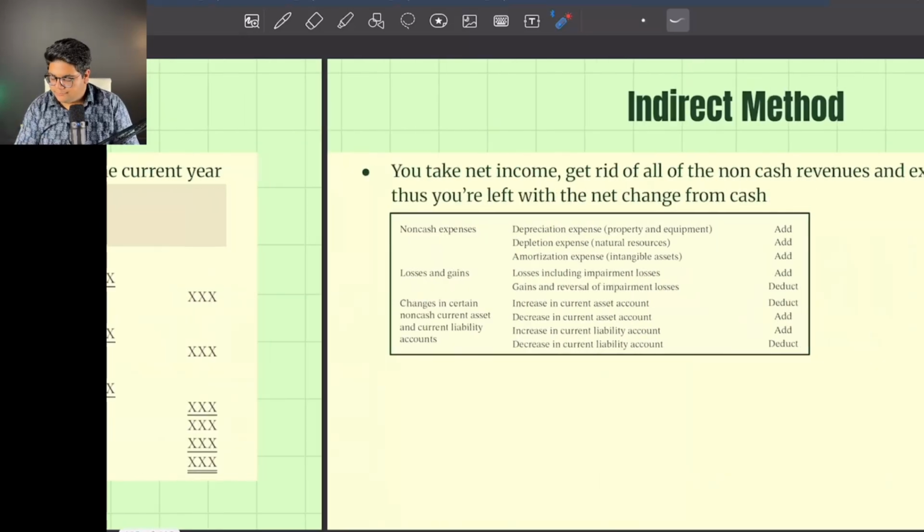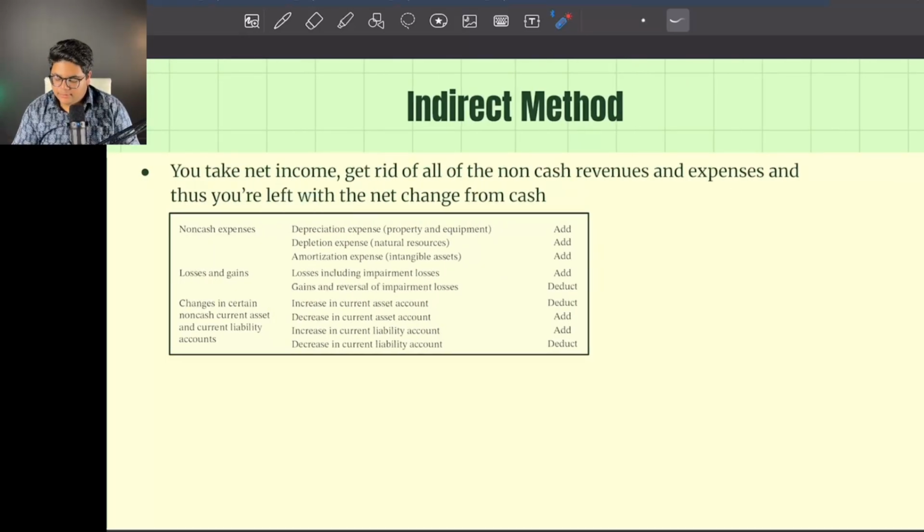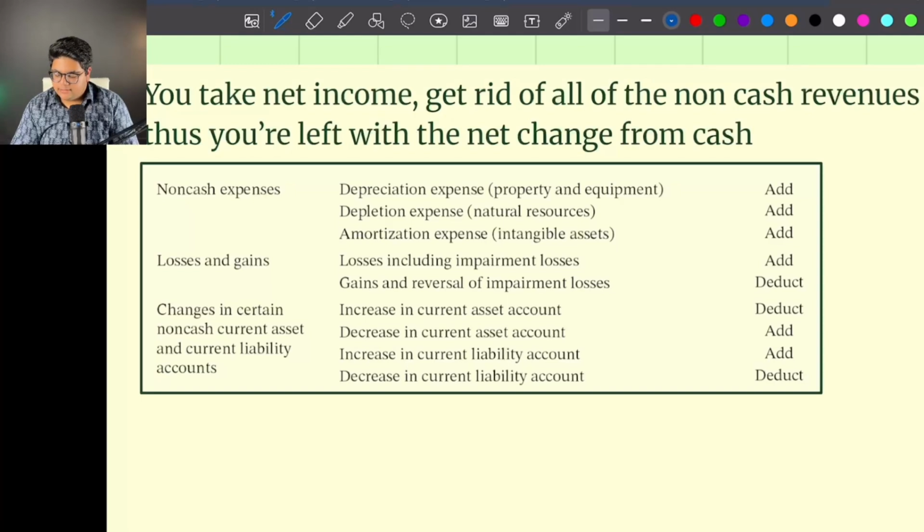This amount must match the cash balance on the balance sheet of the current year that you were working for. So let's go over the indirect method for the operating activities of cash flow. You take net income, you get rid of all the non-cash revenues and expenses, and thus you're left with the net change from cash. This has an opposite kind of rule where all your expenses you want to add and all your gains you want to subtract. So even increases in current assets or anything, you want to subtract.